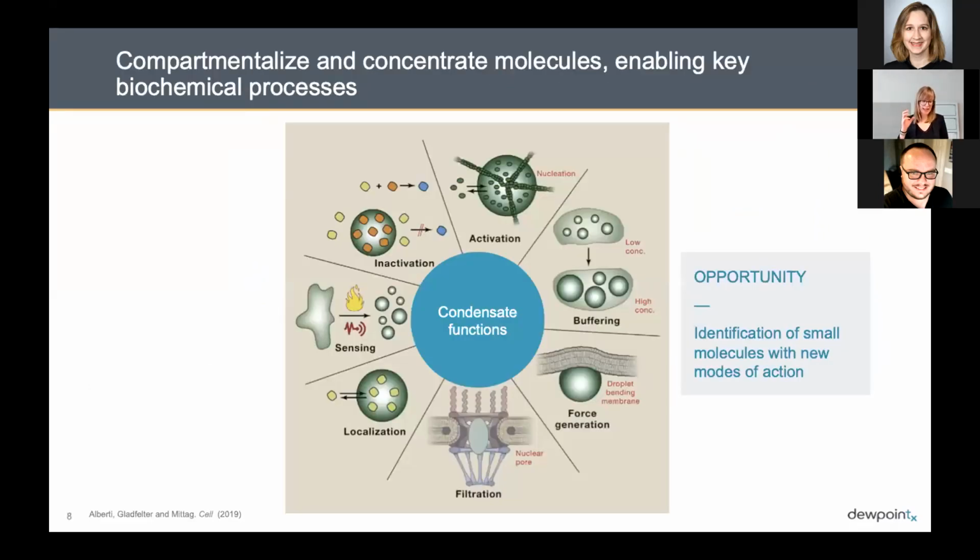So now I would like to highlight different features and properties of biomolecular condensates that we can leverage for drug discovery. So first, biomolecular condensates are able to compartmentalize and concentrate molecules, enabling key biochemical processes such as the ones that we can see in this diagram. Activation or inactivation of chemical reactions, sensing, localization, filtration, etc. This extra layer of regulation of the biochemical processes offers a unique opportunity to identify small molecules with new modes of action.